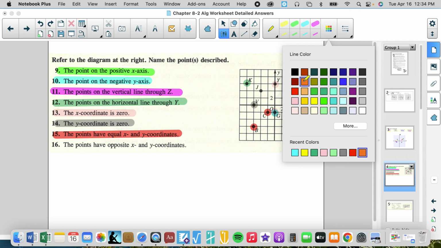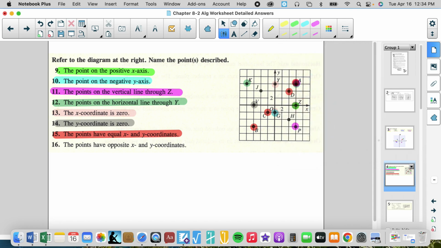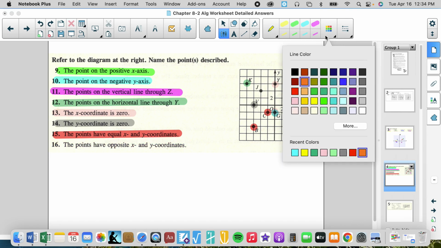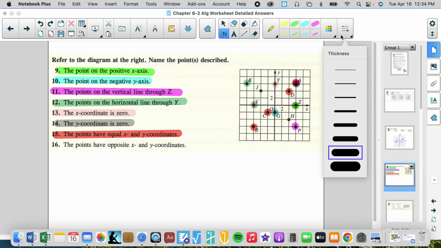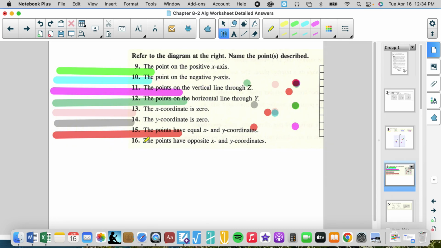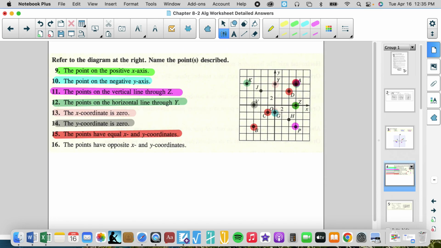Let's do orange. That's too close to my red. Let's do that. No, that's already done. I know, it's hard finding colors. Let's find a color. Let's do a super hard purple. I don't know if we've done a hard purple. Yeah, that's a dark purple.